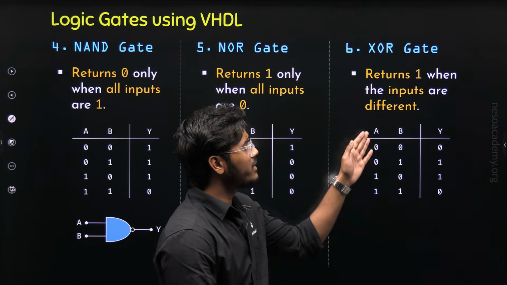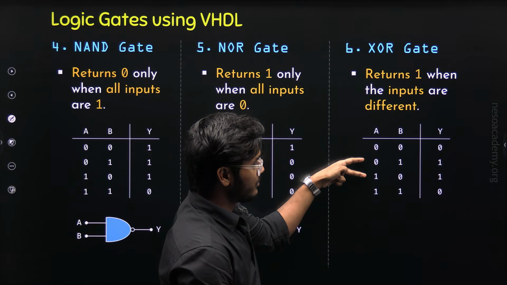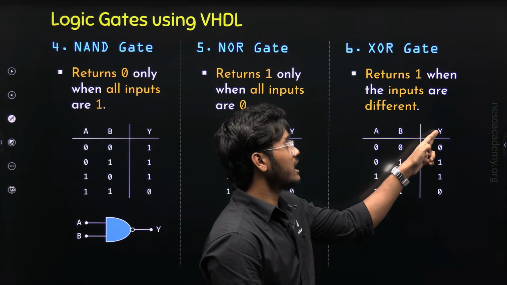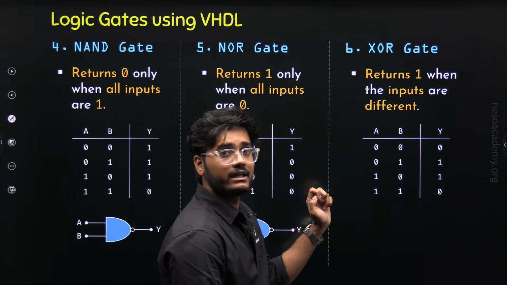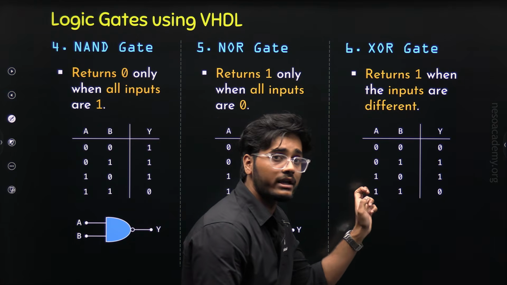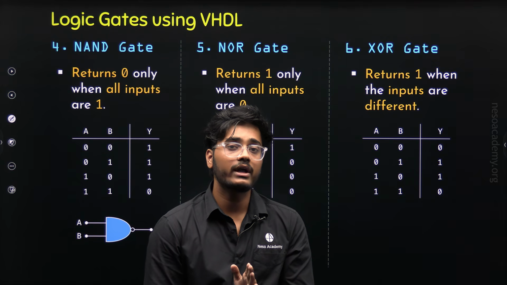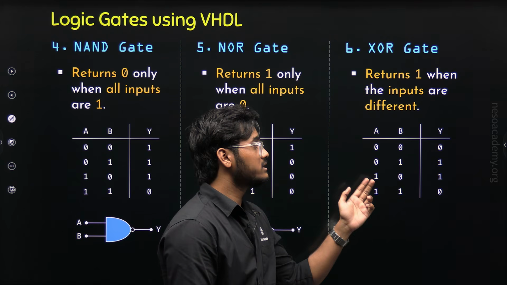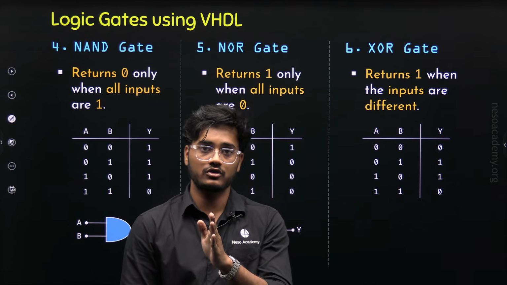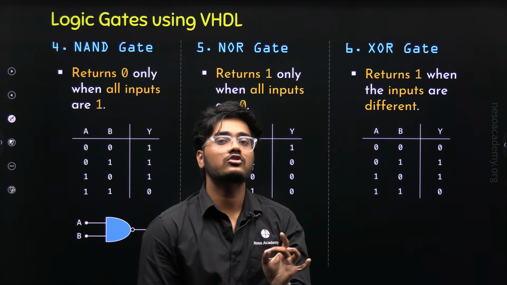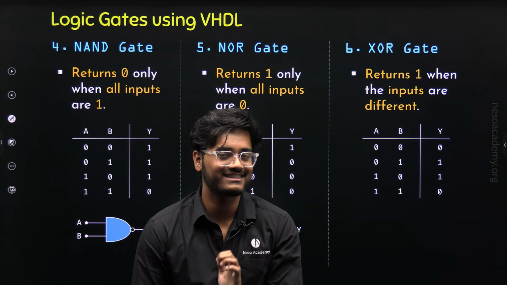So, I hope you understand this truth table. Now, focus on these 2 input combinations for which the output is 1. In these 2 input combinations, there is a single 1, which means odd number of 1s. So, whenever there are odd number of 1s in the input combinations, the output will be 1. So, the XOR gate is also called an odd ones detector. And I hope you understand this.